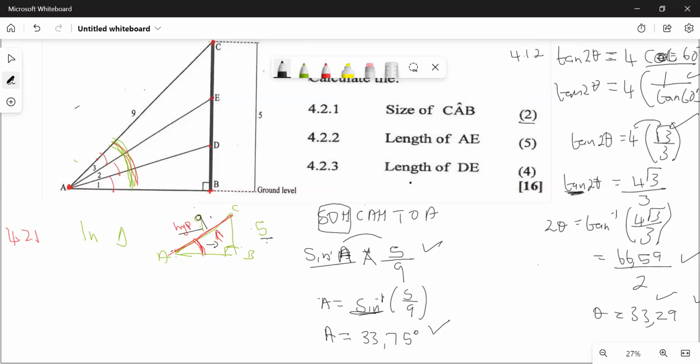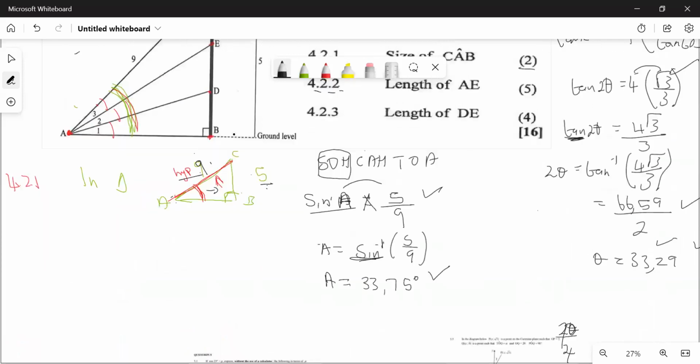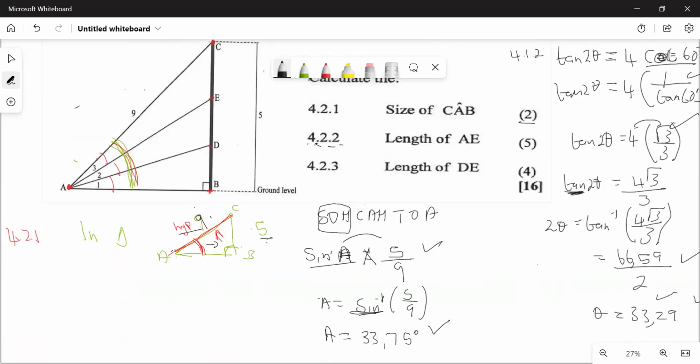Now, what else were we told? Let's go and check them. We go to 4.2.2. Remember, we are told that A1 equals A2, which equals A3. With that being said, how would you approach 4.2.2?